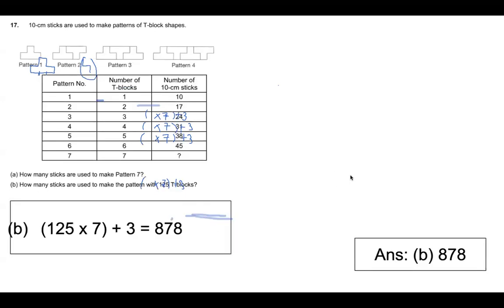So the number of the pattern, which is 125, multiply it by 7. Let me just remove this. Okay, so you multiply it by 7, and then you add 3. So 125 times 7 plus 3. You will get 878.